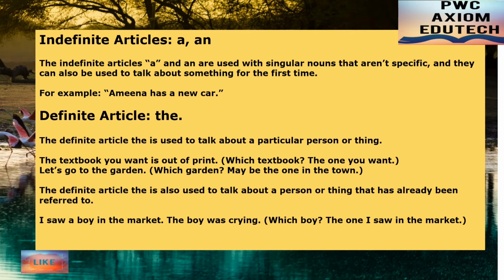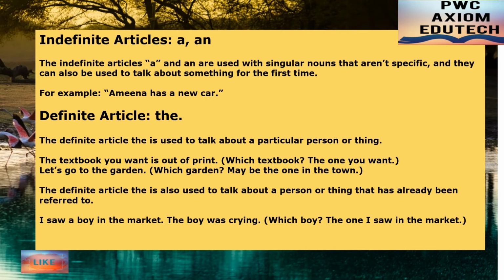The definite article the is used to talk about a person or a thing that has already been referred to. I saw a boy in the market. Here, the boy was crying. Which boy? The one I saw in the market.